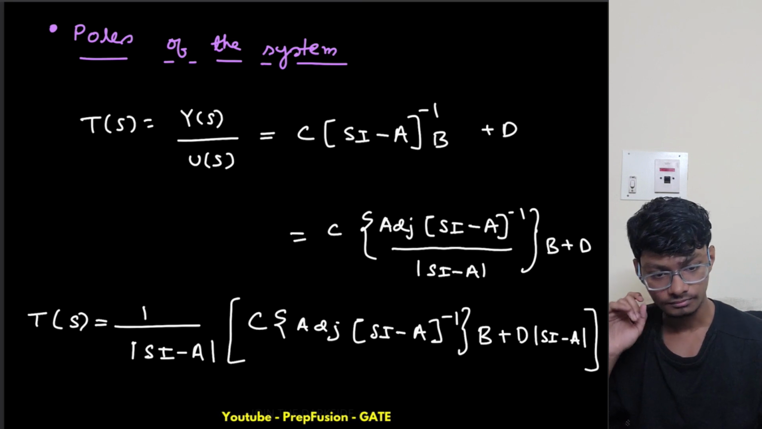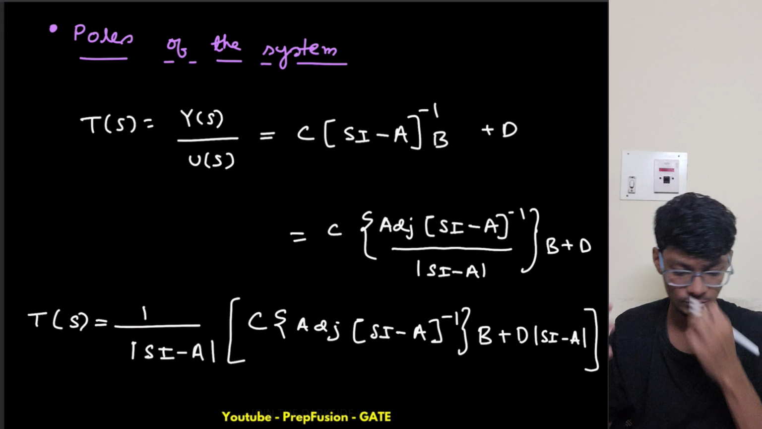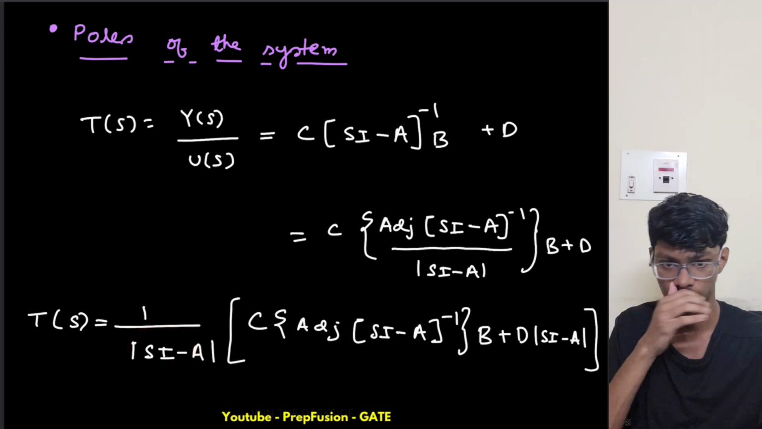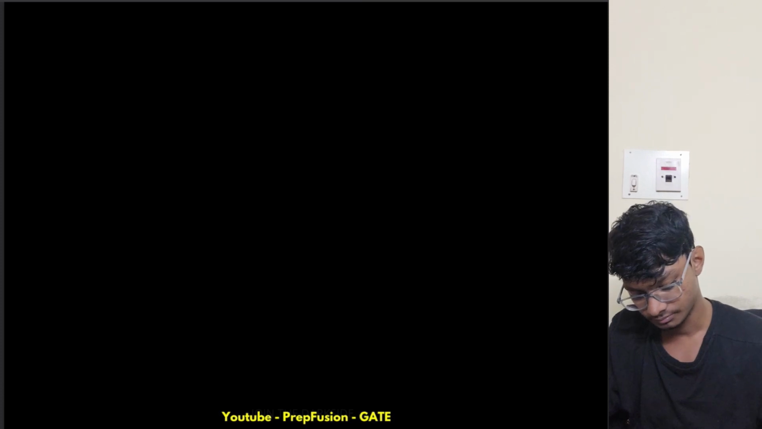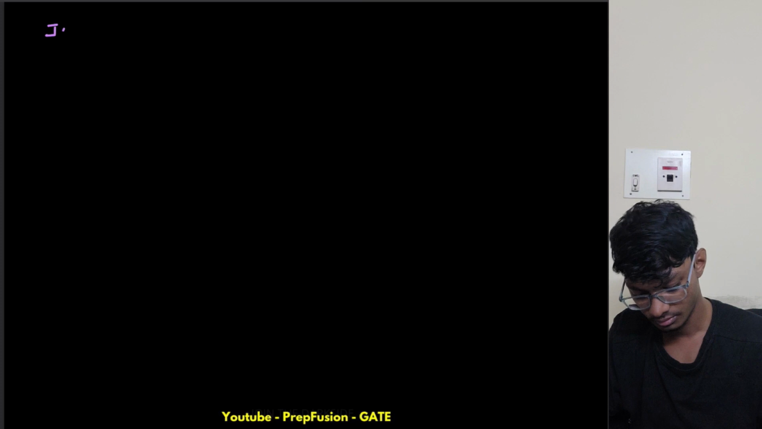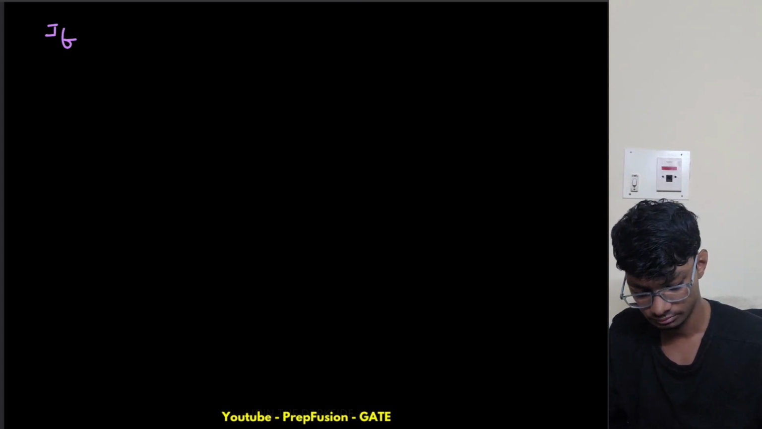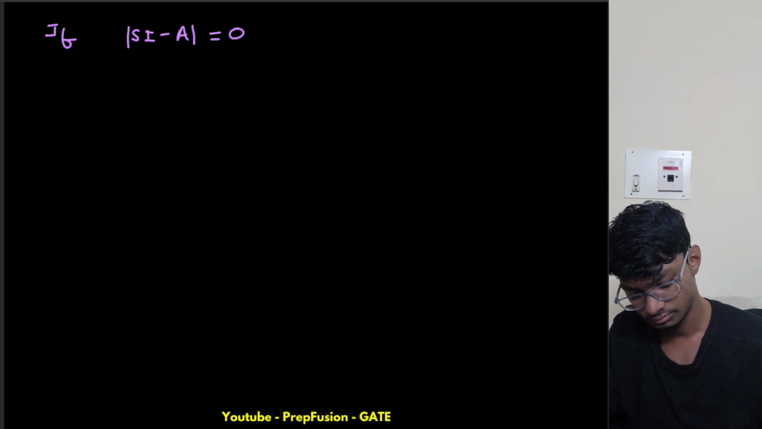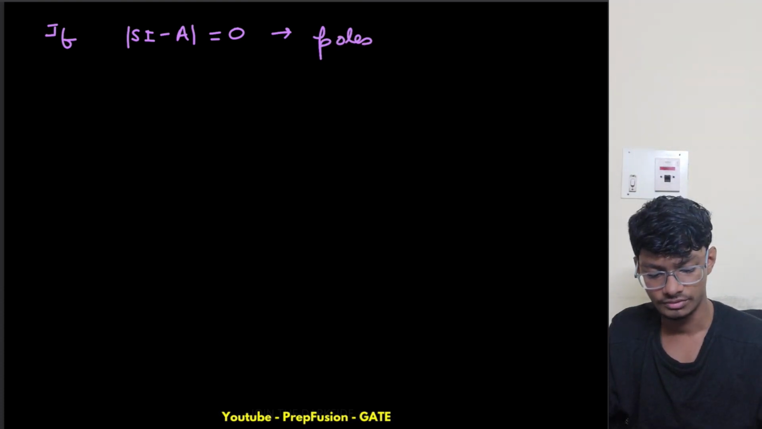So this is my form, and this denominator, the determinant of sI minus A, will decide the poles. If the determinant of sI minus A equals 0, then I will get the poles. So these are the poles of the system.